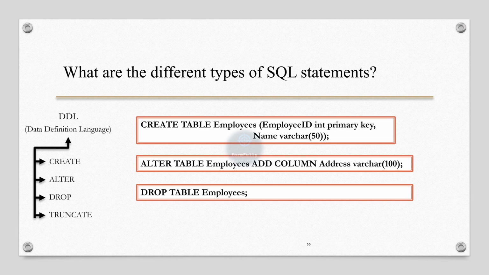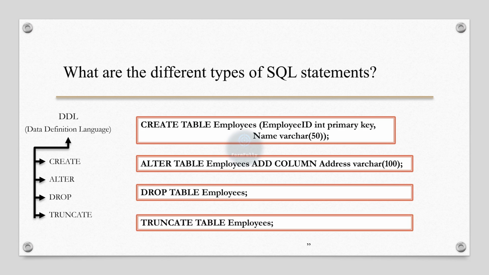Third one is the drop command. Drop command is used to delete a table or a database. Simple statement drop table, table name. Fourth one is truncate. Truncate is used to delete all rows from a table quickly and efficiently without individual row deletion, like the delete command. Point to note, truncate data cannot be rolled back. So the simple example, truncate table, table name.